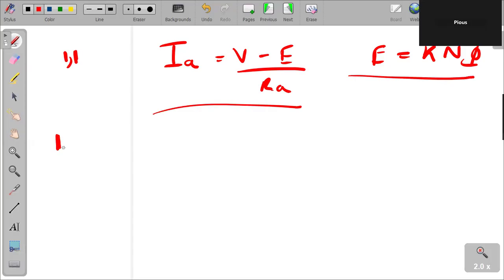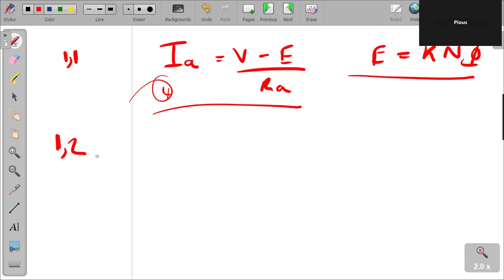Let's quickly go to 1.2. I'm advising that questions of this nature tend to appear in quite a number of papers. There are a lot of such questions that do come. Kindly understand them. It's very, very important that we do so.